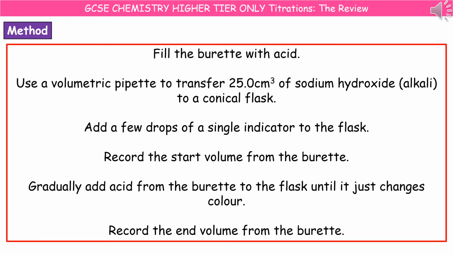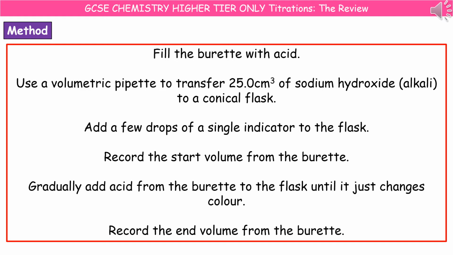So titration is one of our assessed practicals. Quick reminder on how we do this then. We fill the burette with acid, which is the long glass tube with a tap at the bottom. You use a volumetric pipette to transfer 25 cm³ of your alkali to the conical flask.